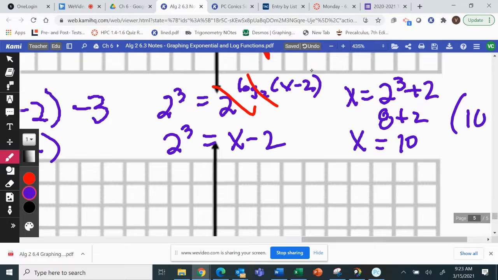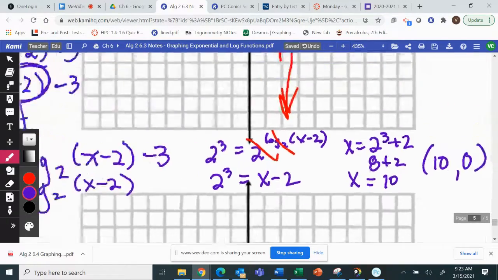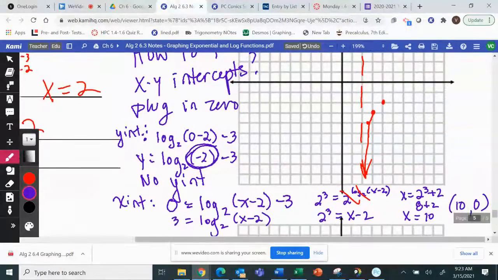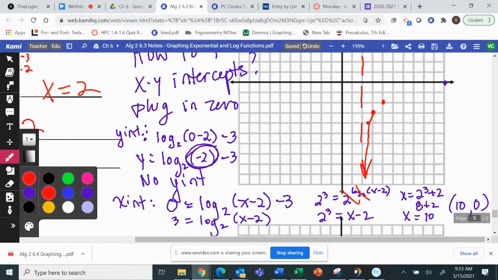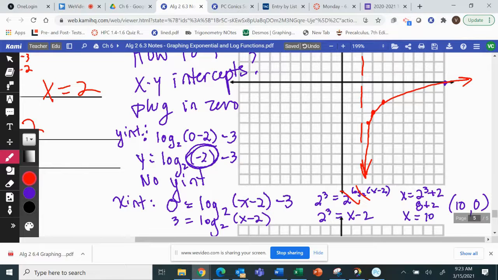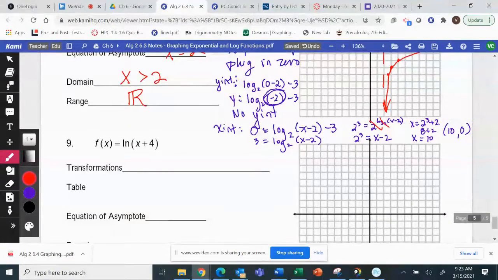10. So my graph should cross at 10, 0. Look, it's even more accurate now. There's only 2 questions that I think, maybe there's more than 2, but make sure that we always know how to find our x and y intercepts.